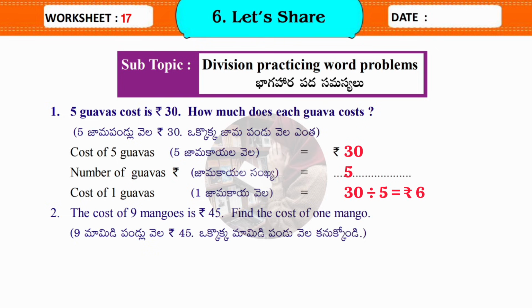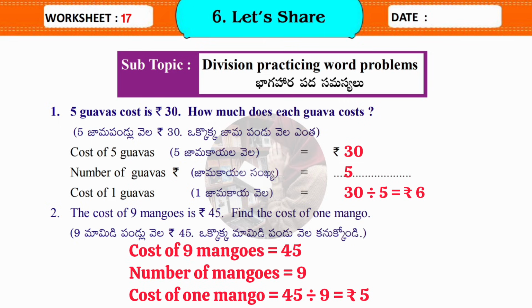Okay. Let's see the second question, which is the cost of 9 mangoes is rupees 45. Find the cost of 1 mango. So write down the answer. Cost of 9 mangoes equals 45. Number of mangoes is 9. So cost of 1 mango is 45 divided by 9. So 9 5s are 45. So each mango is 5 rupees.